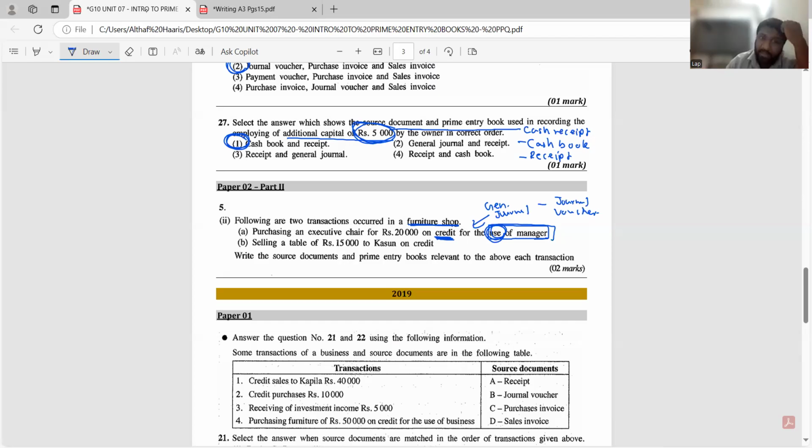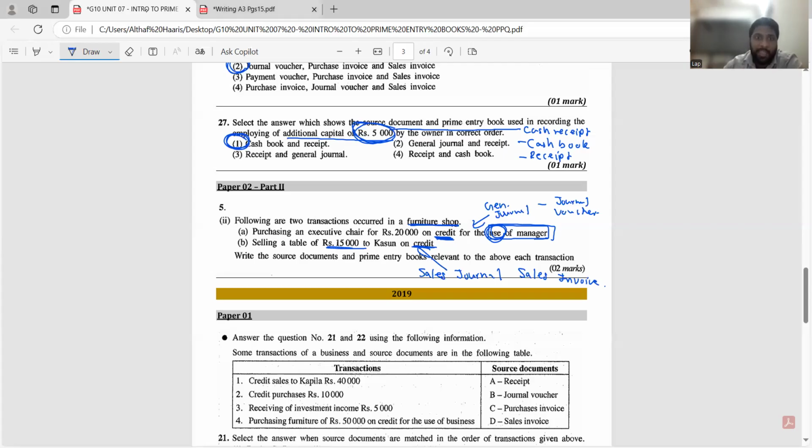Selling a table. This is normal stock selling. Stock selling on credit basis goes to the sales journal. Source document, sales invoice. So they're asking for the source document and the prime entry book.